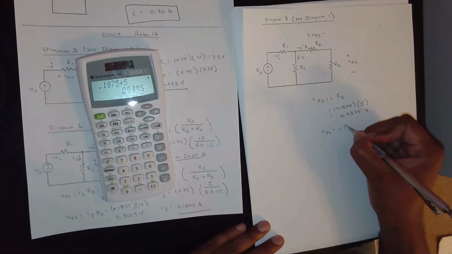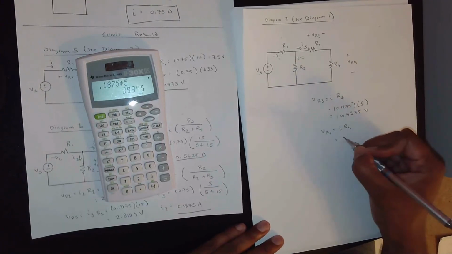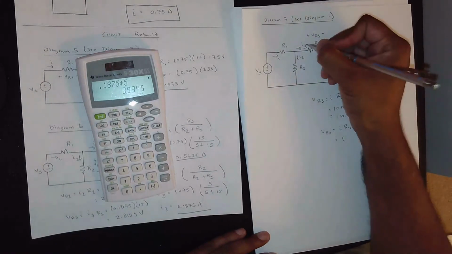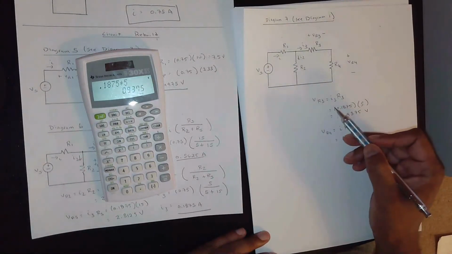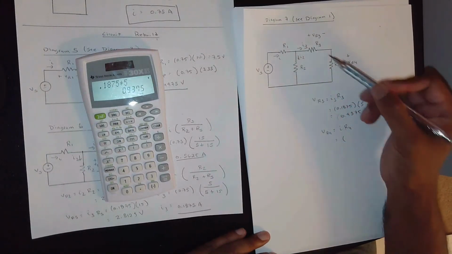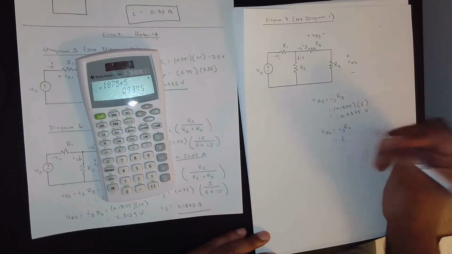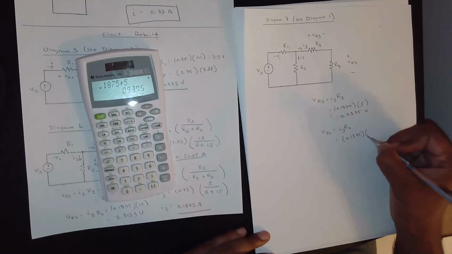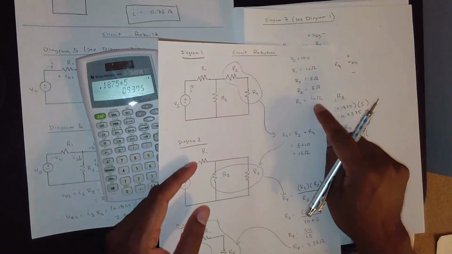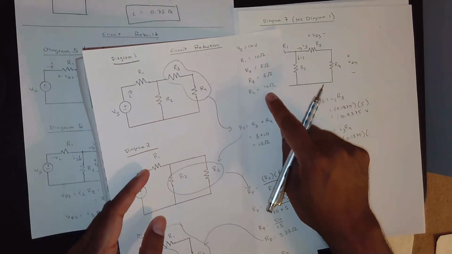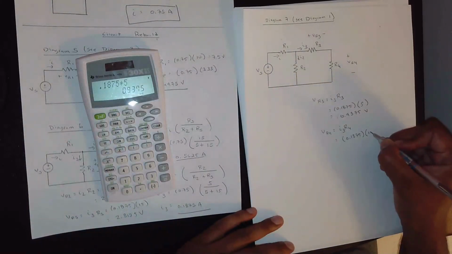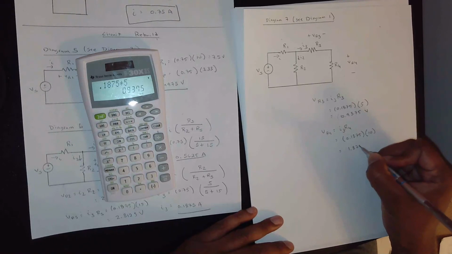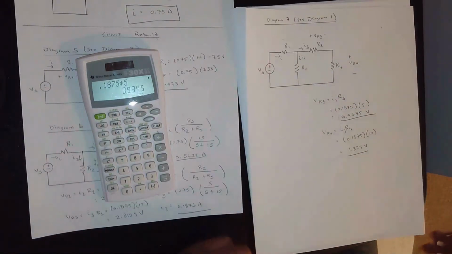VR4 is IR4, which is what? And this is, by the way, this I is I3. I apologize. It's I3. So VR4 is I3R4, okay, which is again 0.1875. My R4 value here is 10 from the original diagram. So multiply that by 10, and I get 1.875 volts. And that's your answer, okay?